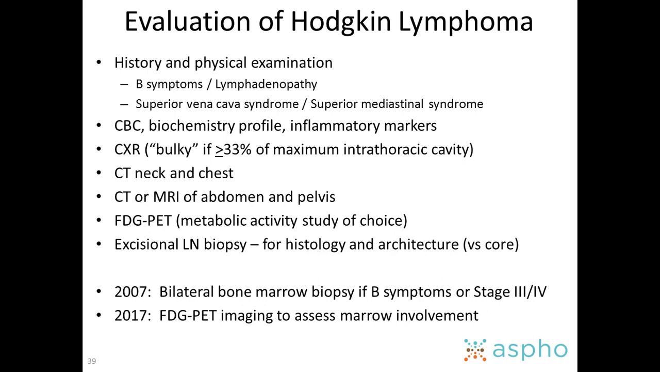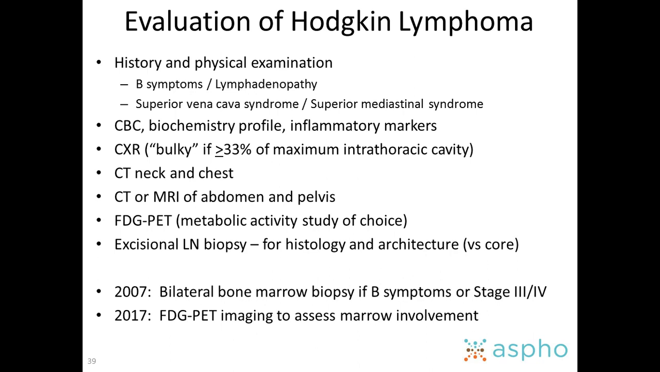We always do CBC and a chem profile. I don't know why we get inflammatory markers, but we get inflammatory markers. They actually are prognostic in adults' risk stratification. We do chest x-rays, we do imaging, and currently an FDG PET scan is the metabolic study of choice.